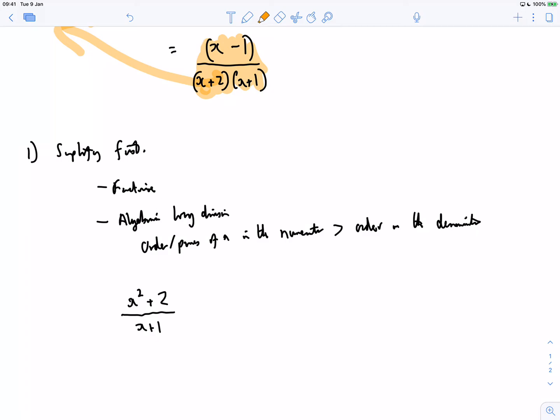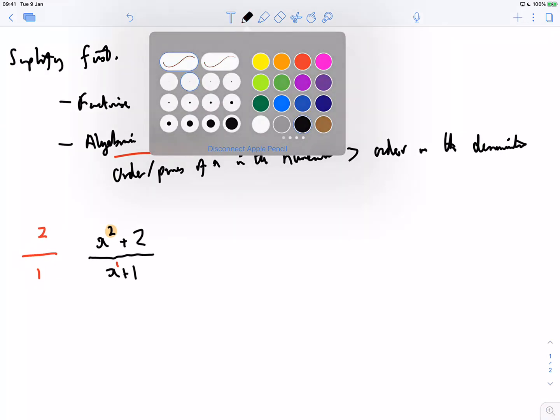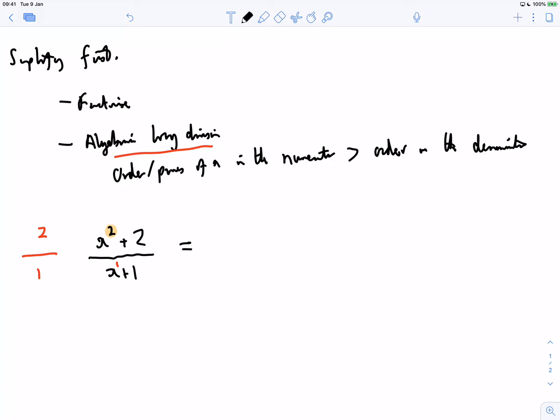Because there's a squared power in the top, it's of order 2. And on the bottom, there's an x to the 1. So we've got a quadratic over a linear term. Because the order is higher on the top, the numerator, than the denominator on the bottom, we should really try algebraic long division first before moving on. So let's do that. A quick reminder, x squared plus 2 we'd write as x squared plus 0x plus 2, and this is being divided by x plus 1.